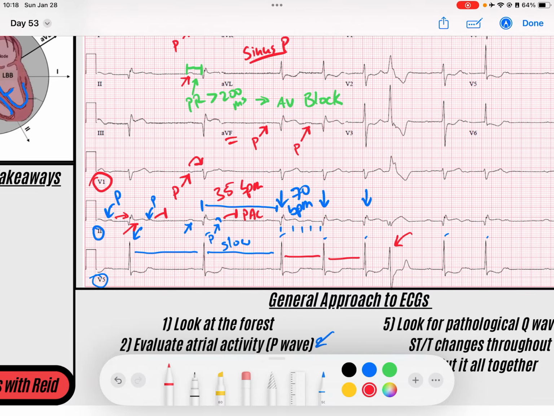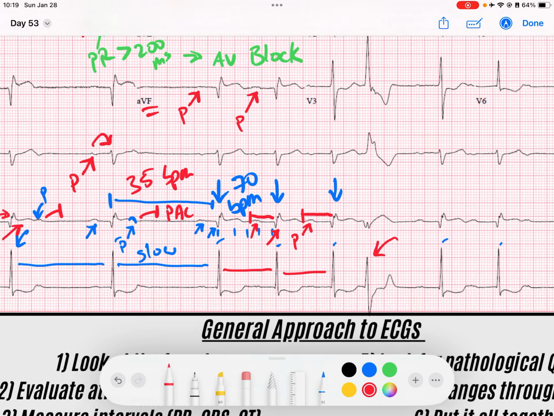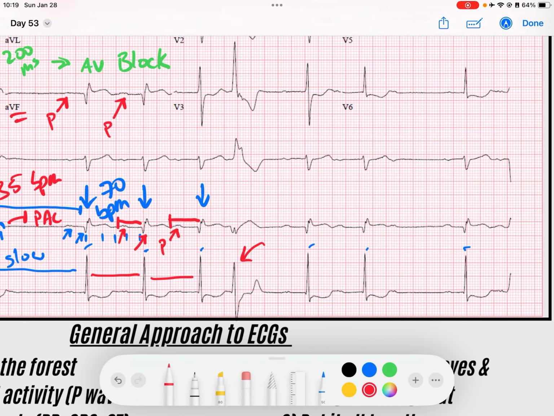But what you'll notice here, when we move to this run of beats, is that we've got a P that conducts to our QRS, and another P that conducts to our QRS, but notice the PR interval is getting a little longer. And then we've got another P here that conducts to the QRS with an even longer PR interval. So the PR intervals are getting longer and longer and longer until they drop. And if we look over here and continue, we've got P, QRS, P, QRS, and then we've got this last P here that is blocked.